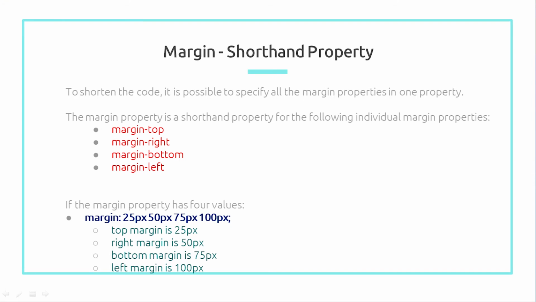Margin shorthand property. To shorten the code, it is possible to specify all the margin properties in one property. The margin property is a shorthand property for the following individual margin properties: margin-top, margin-right, margin-bottom, margin-left. So, here is how it works. If the margin property has four values: margin: 25px 50px 75px 100px. Top margin is 25px, right margin is 50px, bottom margin is 75px, left margin is 100px.